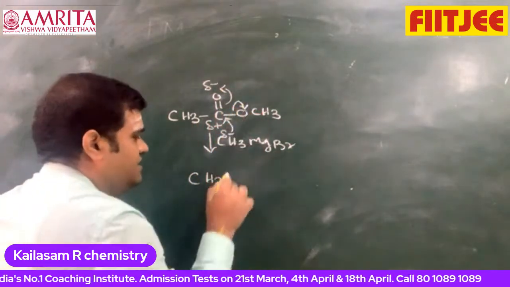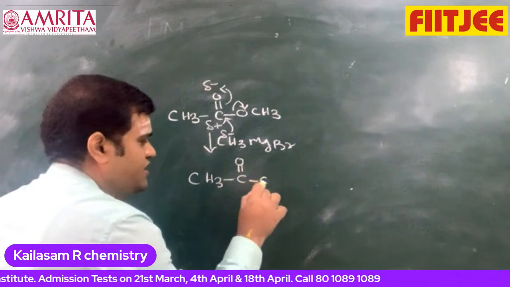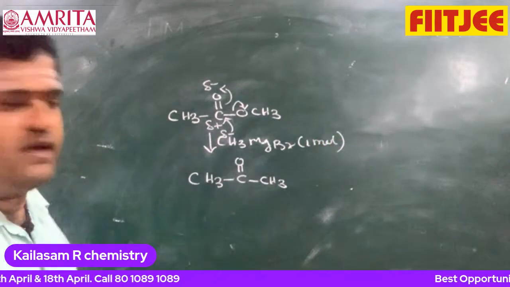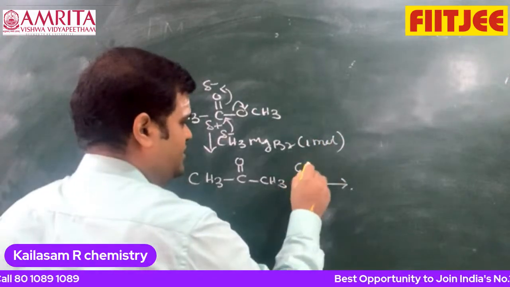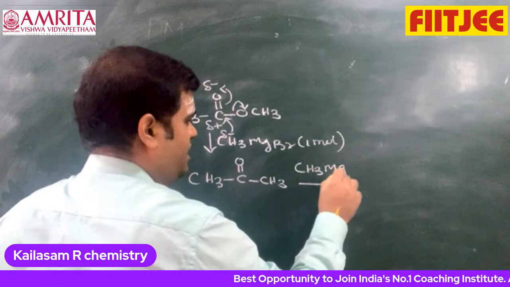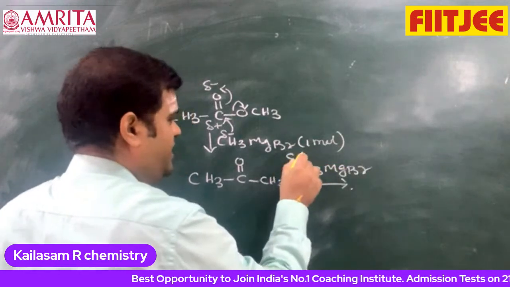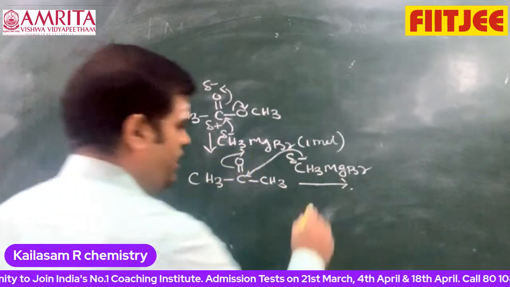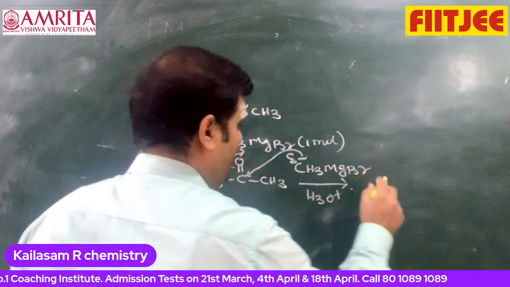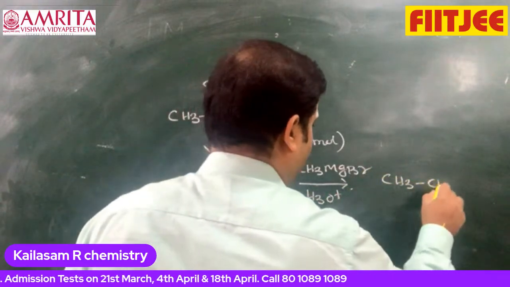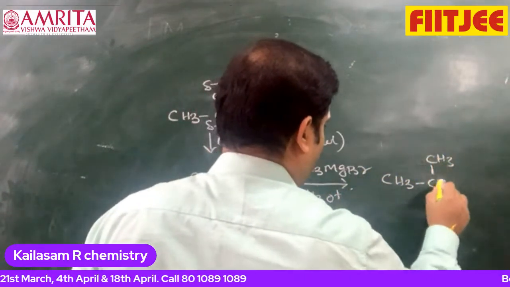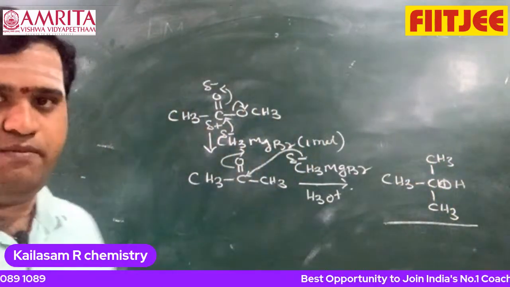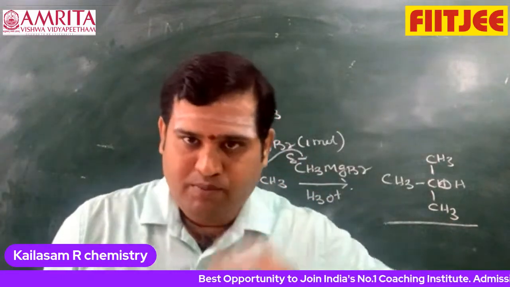I can break it like this, giving CH3C(=O)CH3, and I'm going to use one more equivalent. Again, with Grignard reagent CH3MgBr, this is delta minus, it attacks and the bond breaks, followed by H3O plus. What I get is (CH3)3C-OH. I got tertiary alcohol. That means from Grignard reagent, we can prepare aliphatic alcohol.